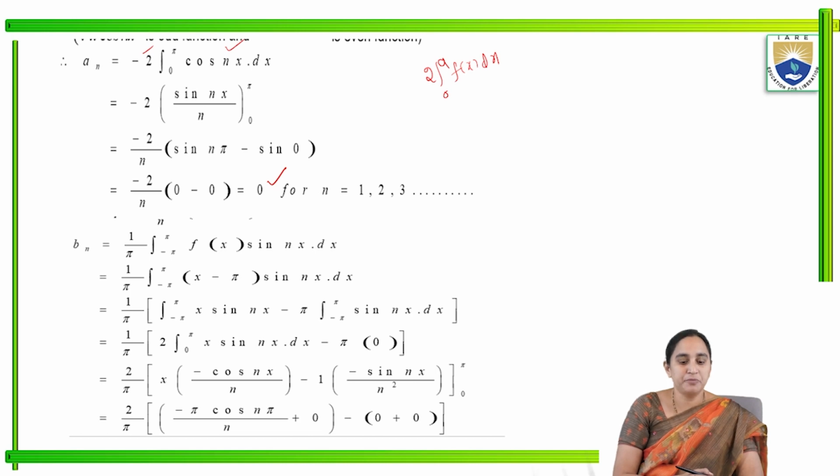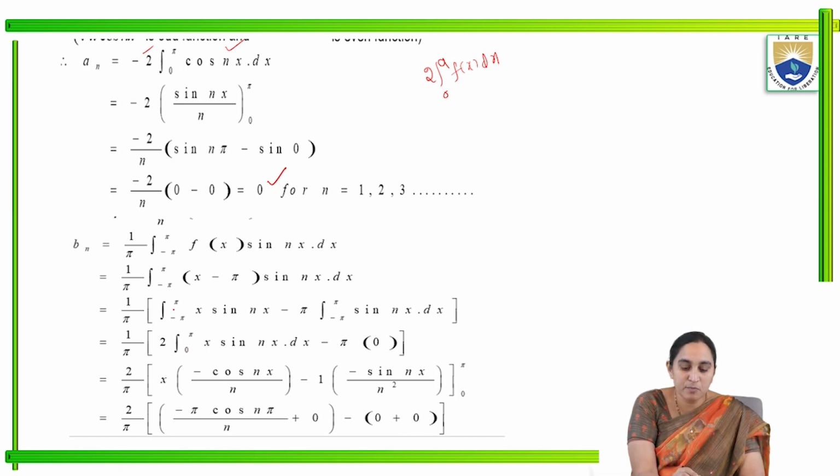And next, for finding bn, that is 1 by pi into the integral from minus pi to pi of f of x into sin nx dx. That is 1 by pi into the integral from minus pi to pi. What is the function? x minus pi into sin nx dx. That is 1 by pi into the integral from minus pi to pi of x sin nx dx, minus pi into the integral from minus pi to pi of sin nx dx.